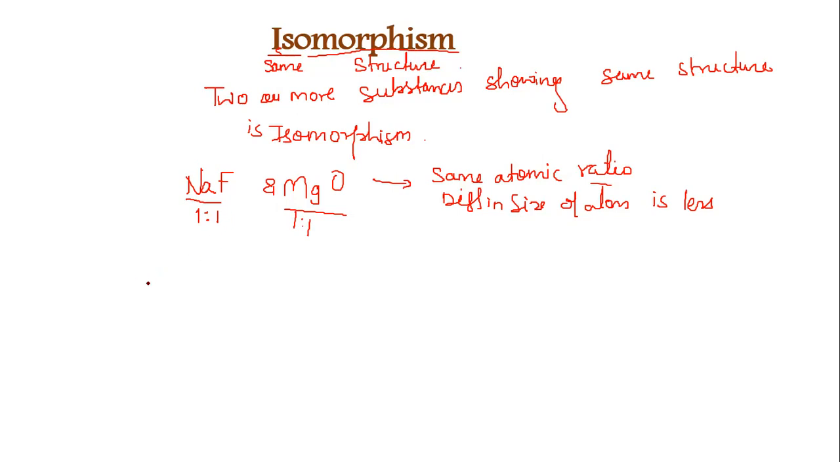Now next है NaNO3 and CaCO3. So if you see this, it is present in ratio of 1:1:3. Sodium 1, nitrogen 1, oxygen 3. Calcium 1, carbon 1, oxygen 3. 1:1:3. तो इनका रेशियो सेम है. साइज के बीच में अगर डिफरेंस भी देखोगे इट इज लेस एंड देयरफॉर दे शो सेम टाइप ऑफ स्ट्रक्चर. ओके एंड दे आर नोन एज isomorphous substance and this property is known as isomorphism.